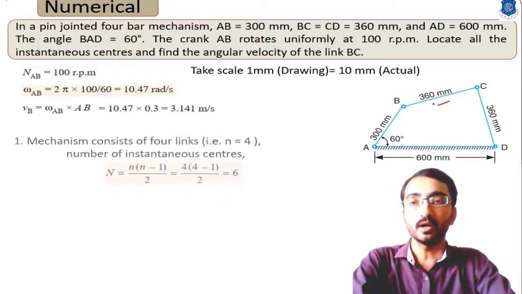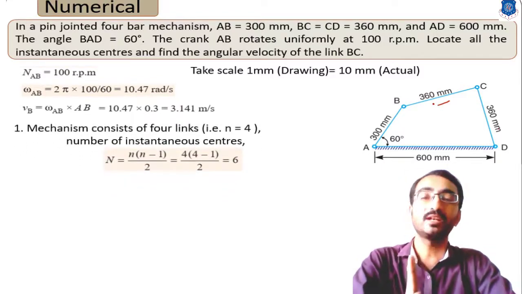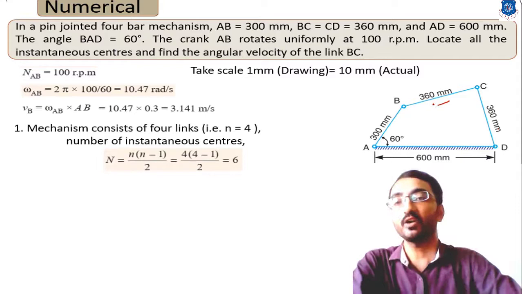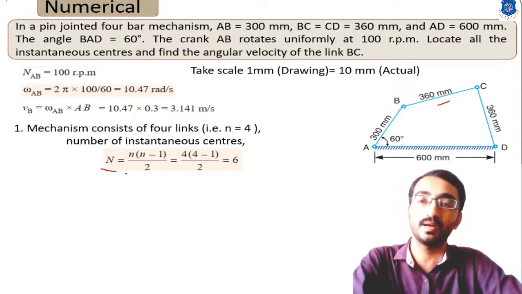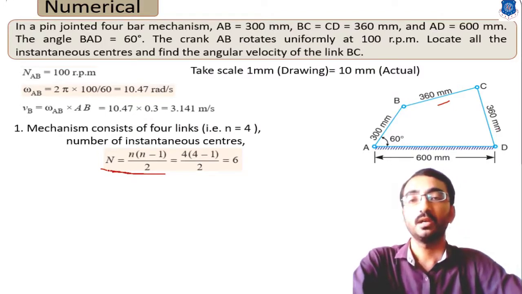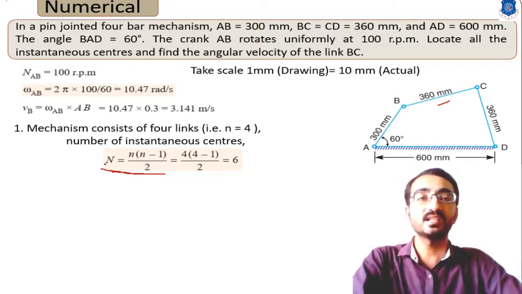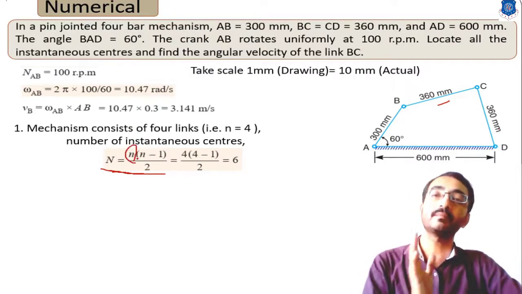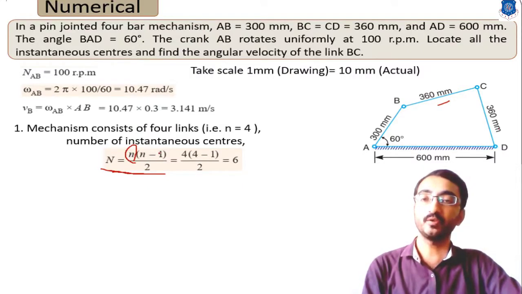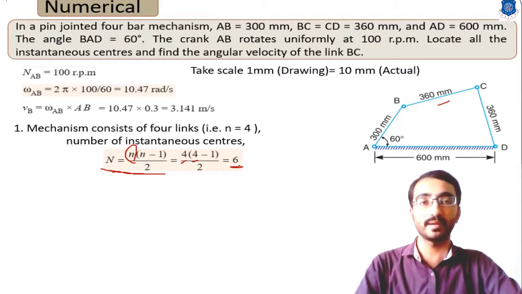Okay, so now step 1, we have to calculate the number of instantaneous centers, and for that we have the relation capital N is equal to small n into n minus 1 by 2. Okay, this relation we have also learned in our previous session. Here capital N is the number of instantaneous centers and small n is the number of links. So if you put 4 as n, you will get that we have to locate 6 instantaneous centers for this 4-bar mechanism.